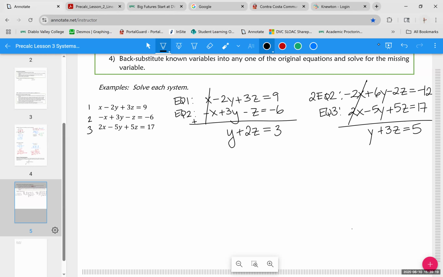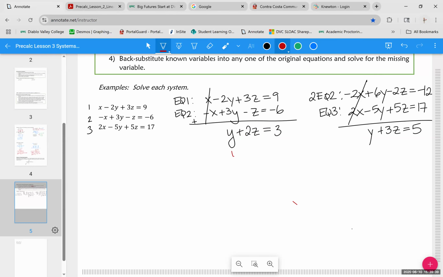Okay, 1y plus 3z equals 5. So now, can you see how I have two equations with y and z? So my next step is going to be to take this system of two equations and two variables and solve them. So maybe I'll use substitution.